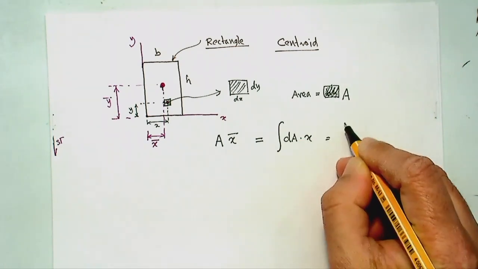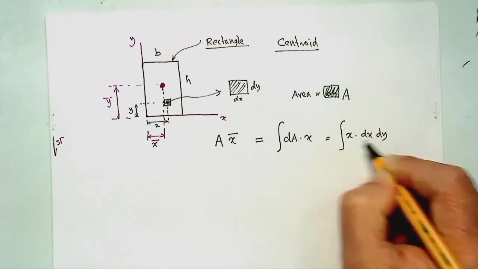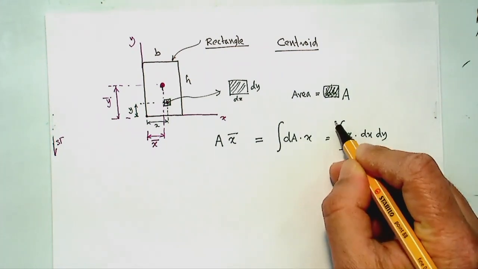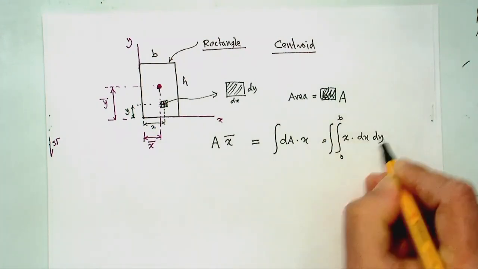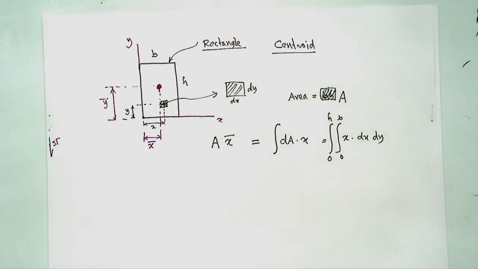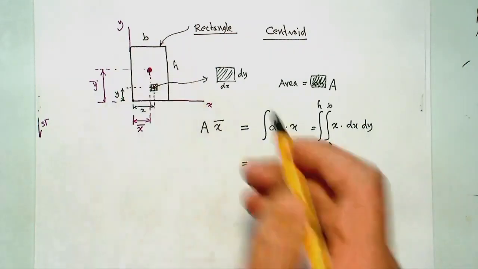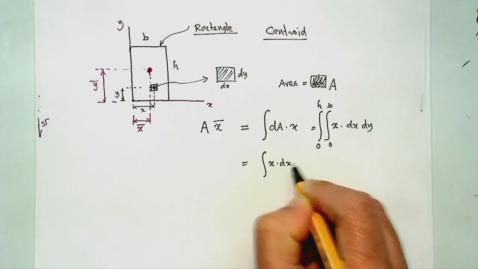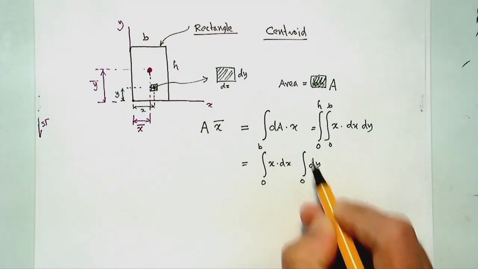We know dA is dx times dy. So x times dx times dy, and you could then carry out the integrations over dx and dy. With two integrations, x would vary from 0 to b, and y would vary from 0 to h. x and y are independent of each other, at 90 degrees, so I could separate those two: x dx and dy, x from 0 to b and y from 0 to h.